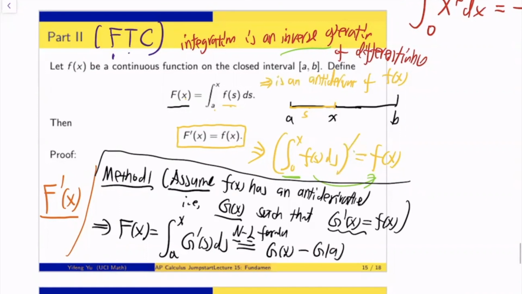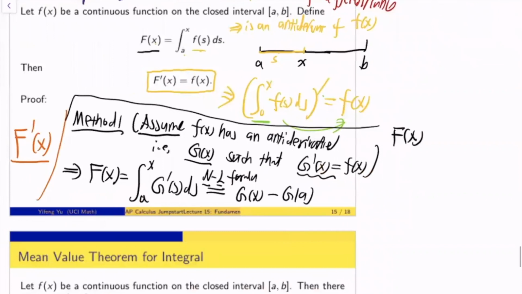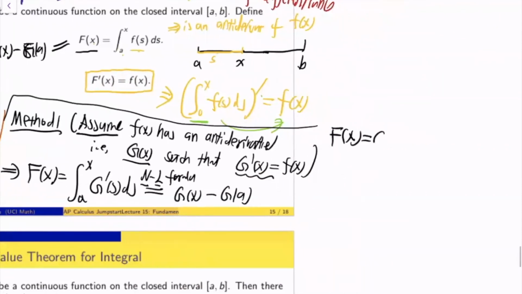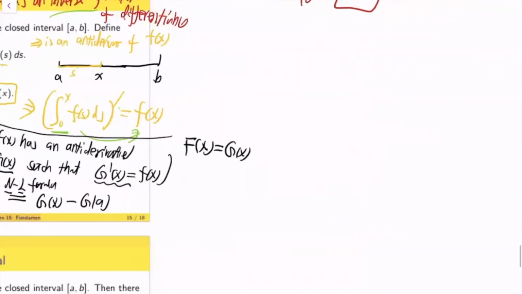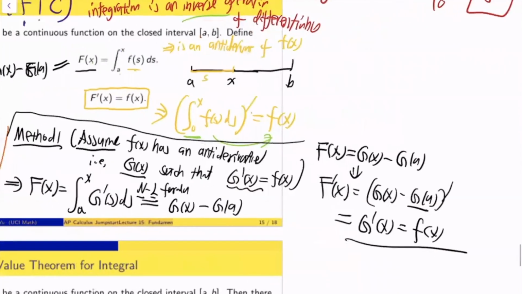So from here I derive F(x) equals G(x) minus G(a), which is a constant. Then if you take the derivative of G(x) minus G(a), the constant gives 0, so it's just the same as the derivative of G(x). Adding a constant does not change the derivative, and you get f(x). So this is a quicker way to see why this is correct using the Newton-Leibniz formula.